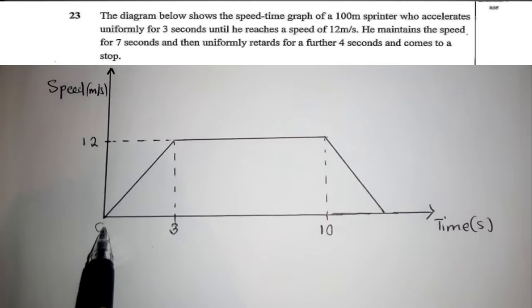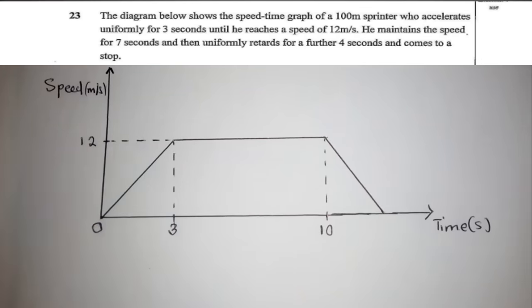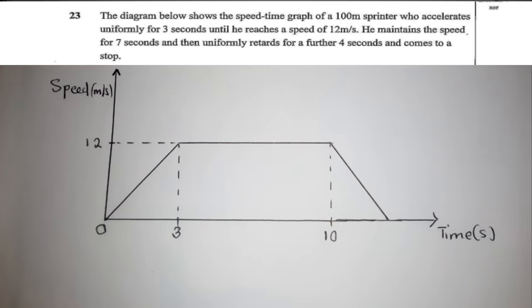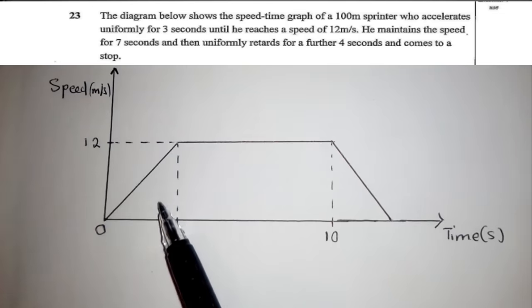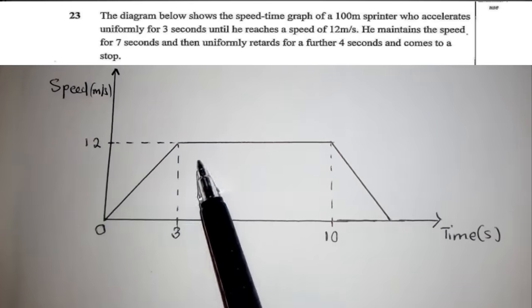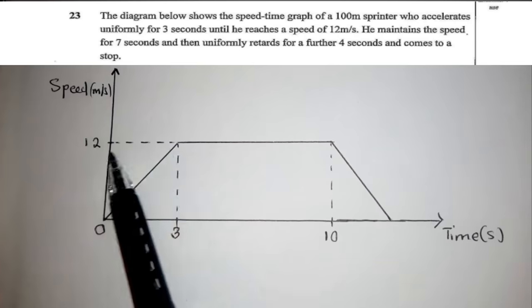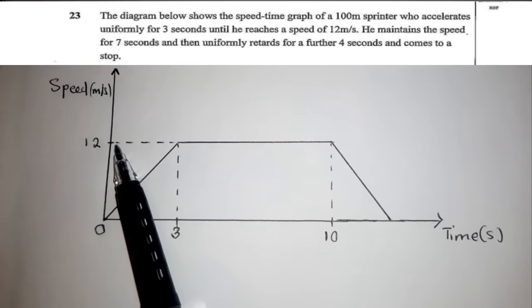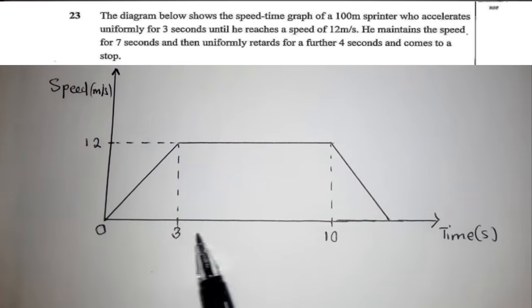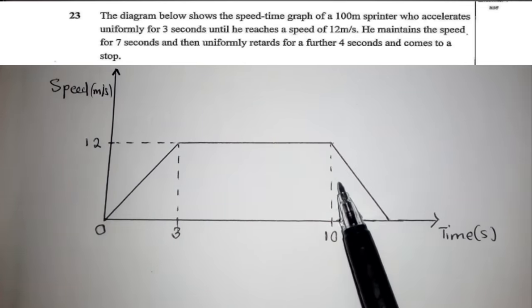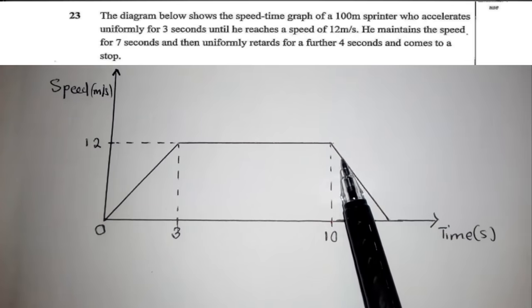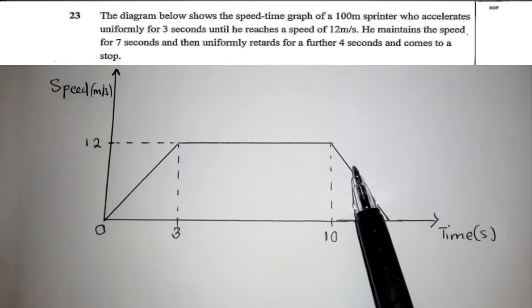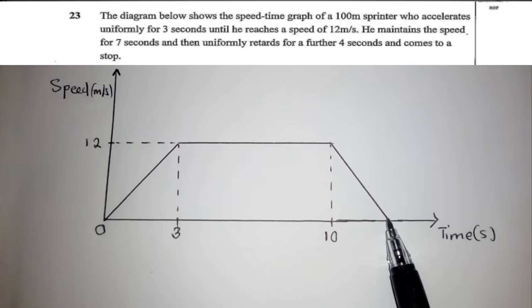All right, so if you can see here, there is a zero. This is where this person started running. The race or the running started from this point. So he ran for 3 seconds. And for 3 seconds, the speed was at 12 meters per second. This is the speed over here, and this is time down here. So when he reached 10 seconds, it started retarding. Okay, this is retardation up to here.